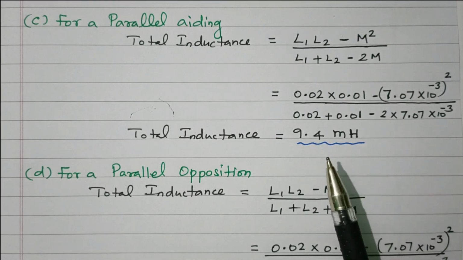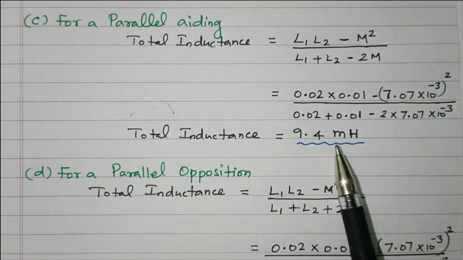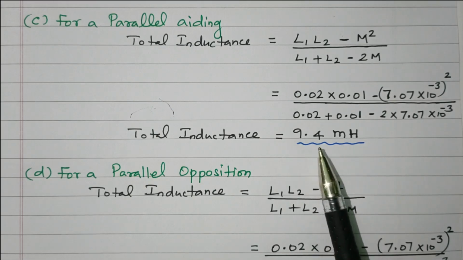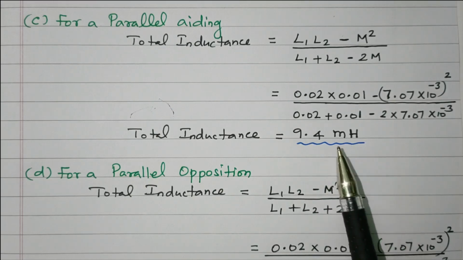After simplification we got 9.4 millihenry. Milli means 10 to the power minus 3. 9.4 into 10 to the power minus 3 Henry. 10 to the power minus 3 is written as millihenry.